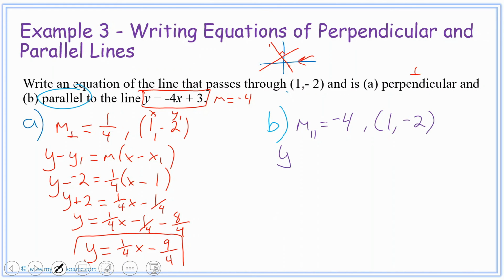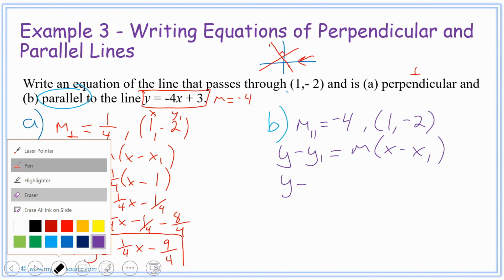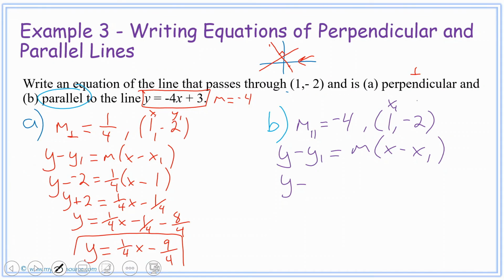So I could use the point slope formula. y subtract y1 equals m times x minus x1. That's y subtract negative 4. Oops, that's my slope. Let me be careful there. Let me label it x1, y1. So that's y subtract negative 2 equals our slope, negative 4, times x stays the same, subtract 1. Right here, that becomes y plus 2.